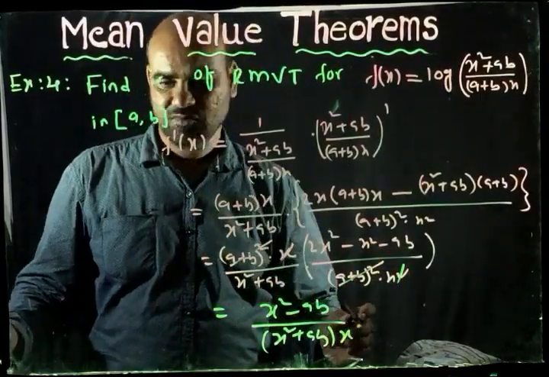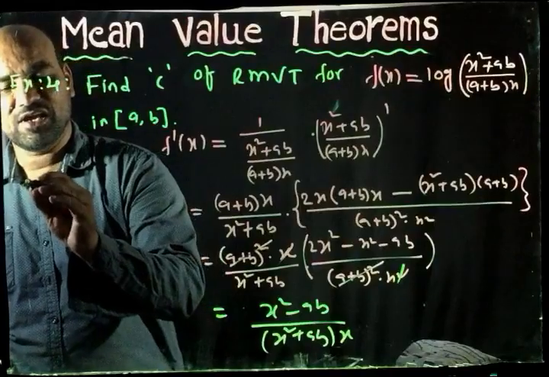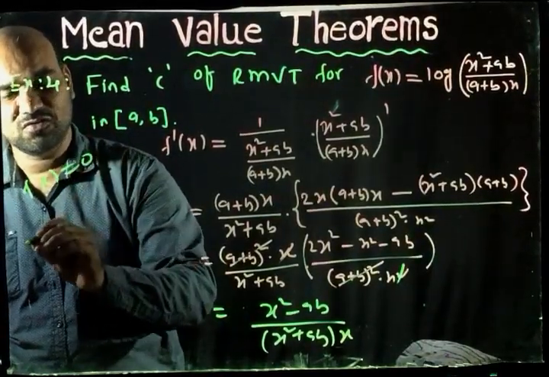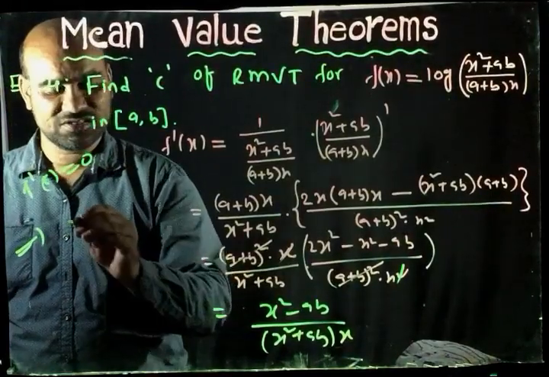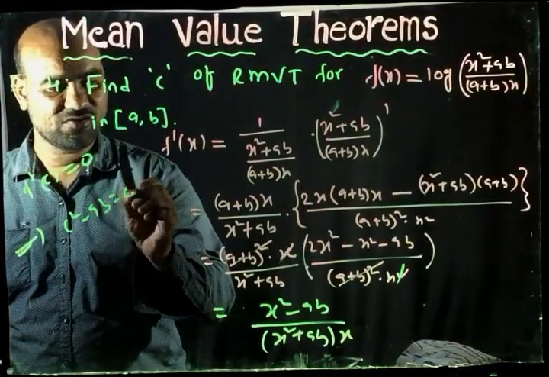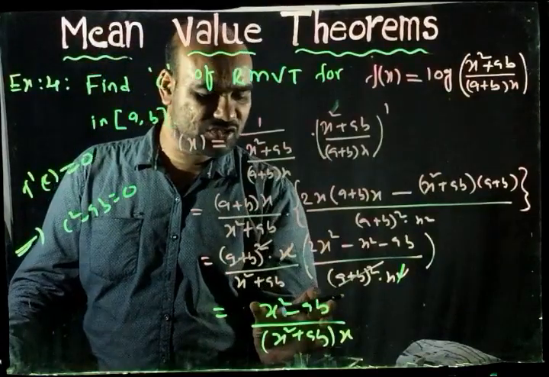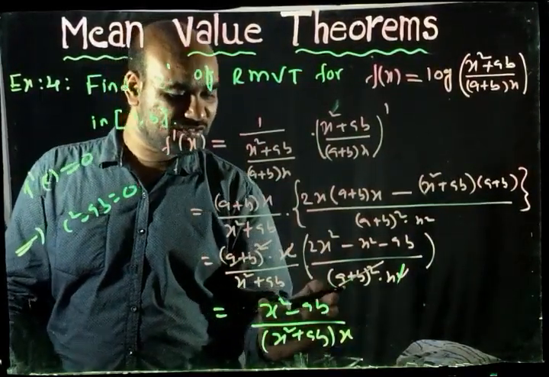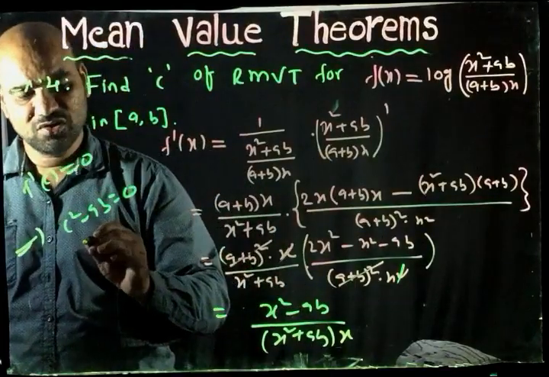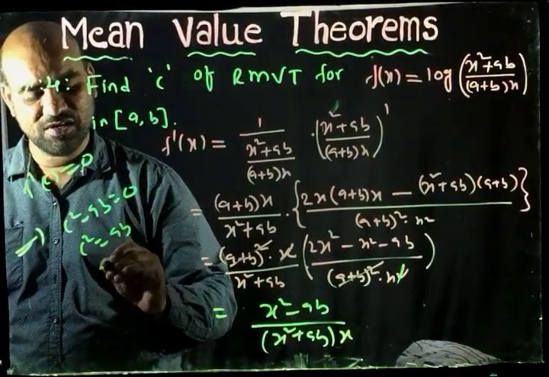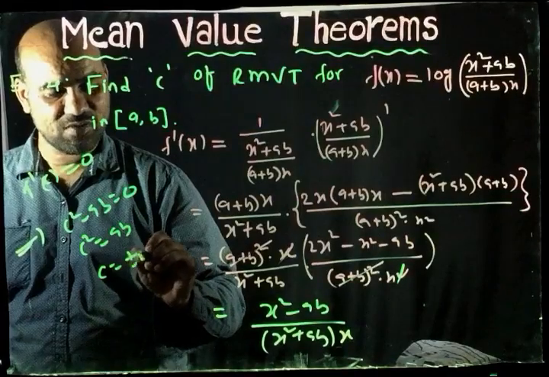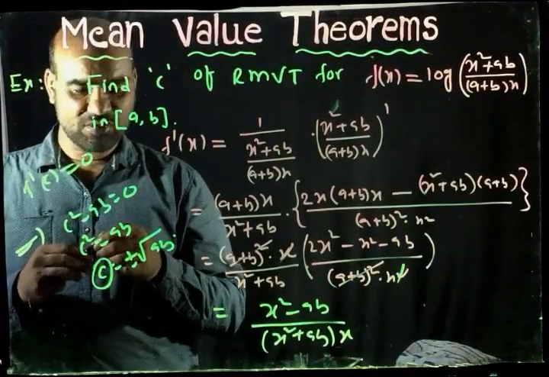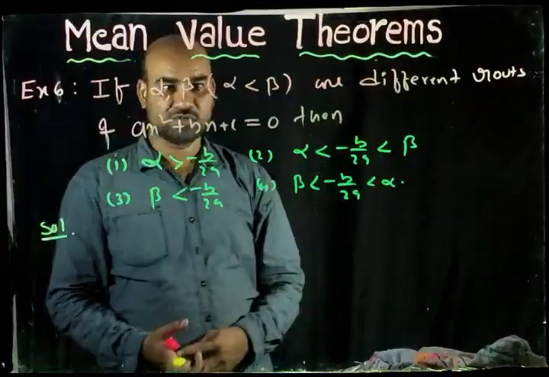So we should find the c value: f dash of c equal to 0 implies c square minus ab equal to 0. The numerator portion should be 0. That is, (c square minus ab) by (c square plus ab) is 0, means c square minus ab should be 0. Therefore c square equal to ab, or c is equal to plus or minus root over ab. So my required c is nothing but plus or minus root ab.